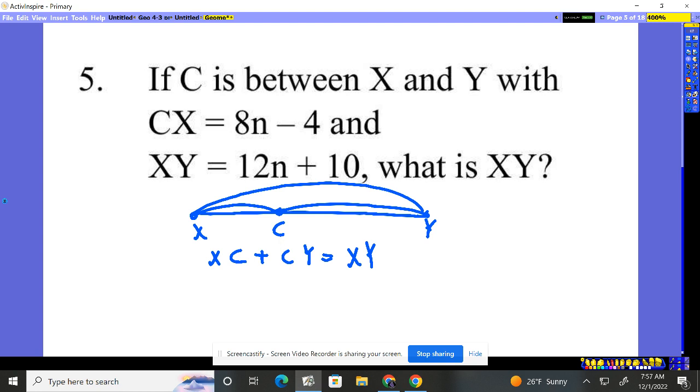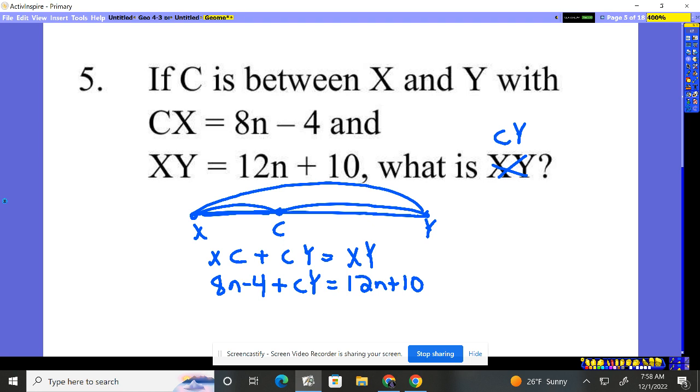Now it says C to X is 8n. So X to C or C to X, same thing. The distance right here, it says is 8n minus 4. It doesn't tell me CY. That's actually what we're going to be finding. It tells me XY is 12n plus 10. So it's saying, oops, it says what is XY. That's not what the question was supposed to say. It was supposed to say what is CY. There was a little typo here when I did this for the video. It says what is CY on your paper.